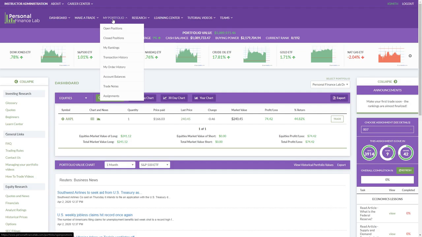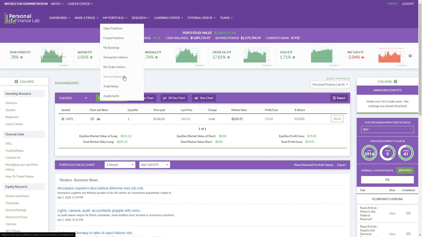And then some of the other reports they have available. Closed positions is the stocks they sold, so what kind of profit or loss did they get on that. They can review their trading notes. They can see how many dividends and interest they've earned in their account here.